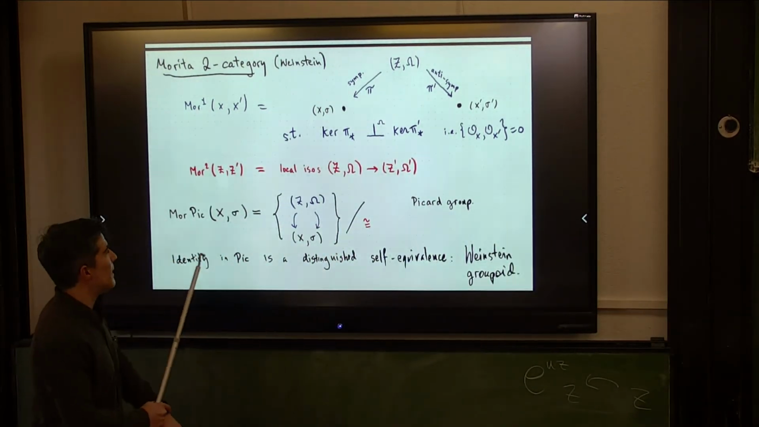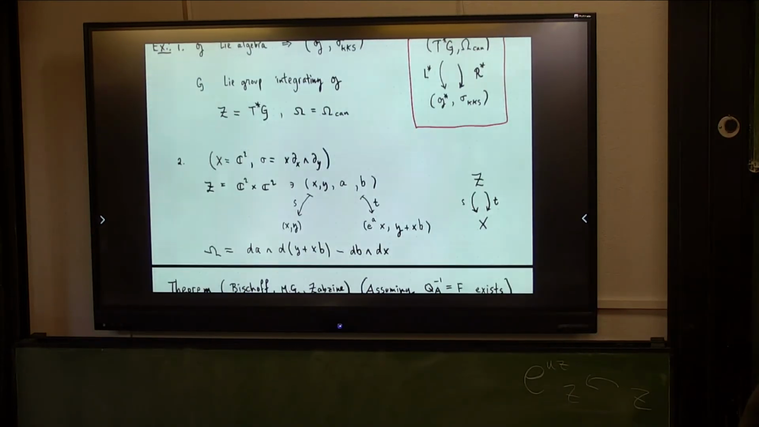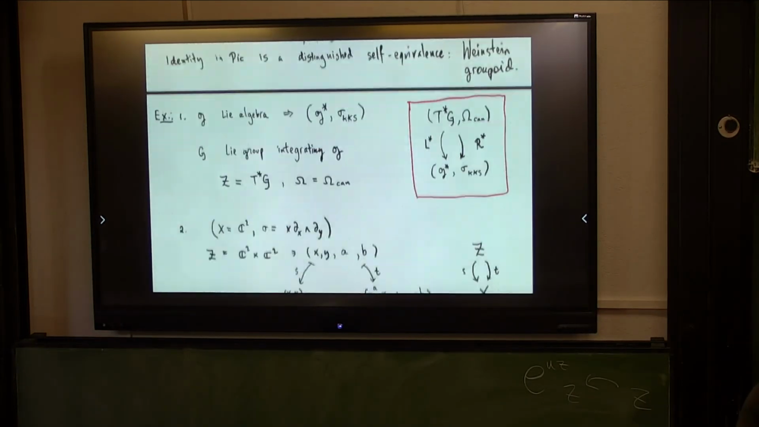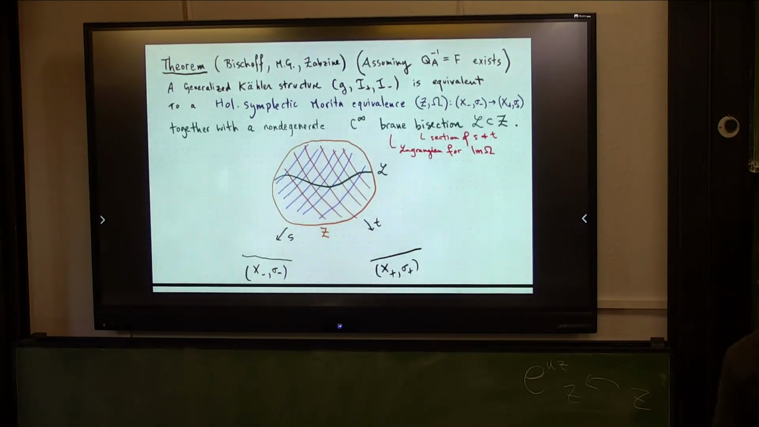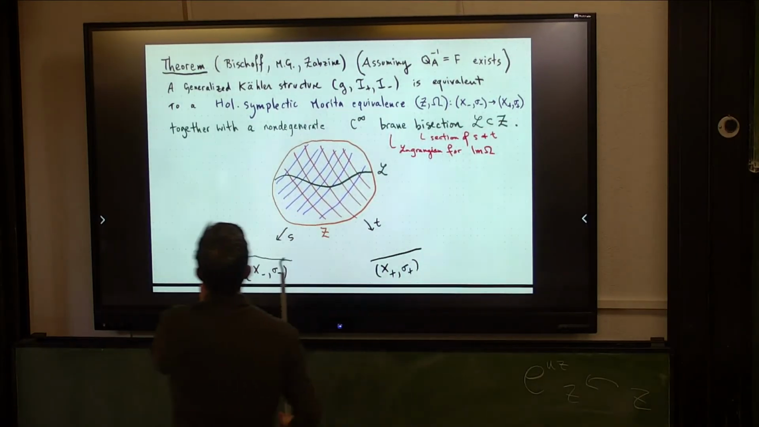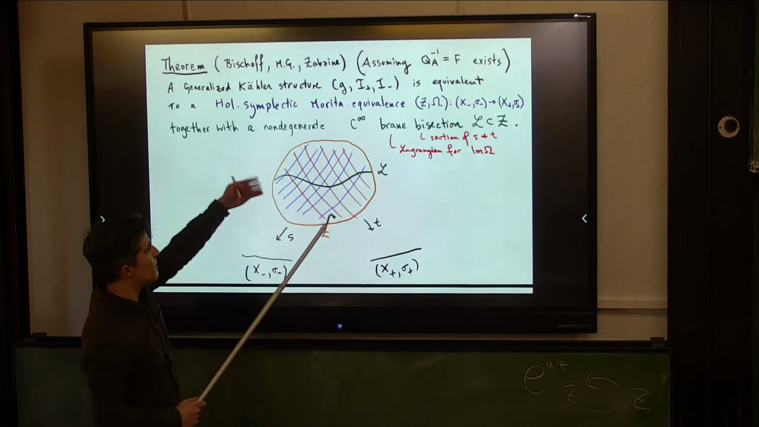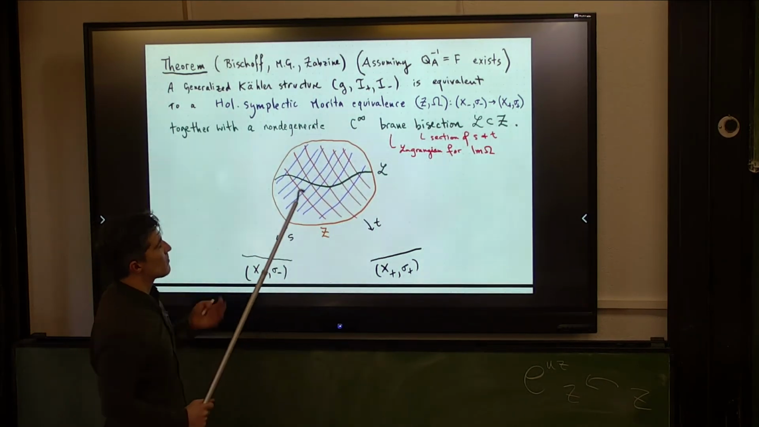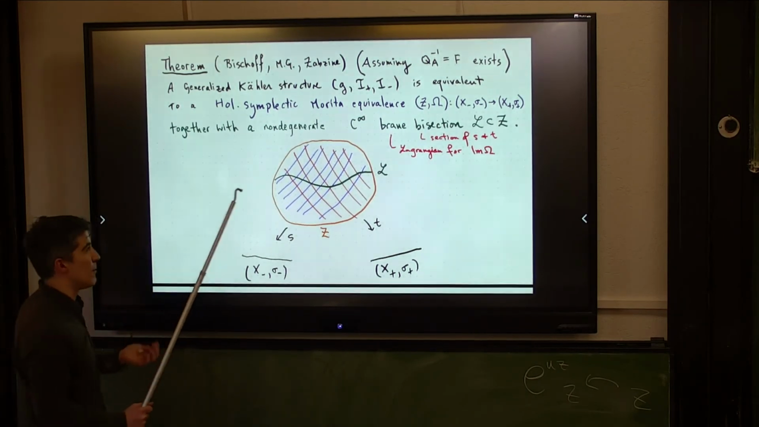Okay, so maybe I won't finish what I had planned, but let me give the theorem. So the theorem is that, there's a simplifying assumption which we needed to make because otherwise the result is much more complicated and hasn't been written down.